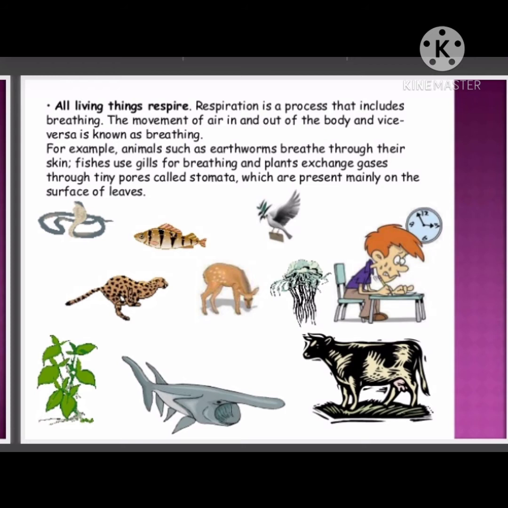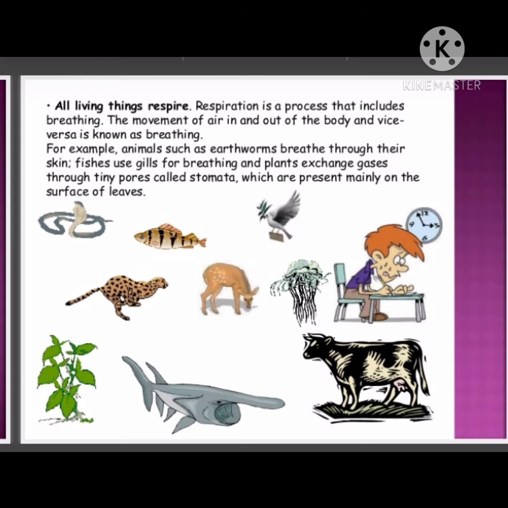Respiration is a process that takes place inside our body cells, whereas breathing takes place with the help of our respiratory system, the system which allows the exchange of gases, taking in enough oxygen and giving out carbon dioxide. This is what is called breathing. But respiration is not that.